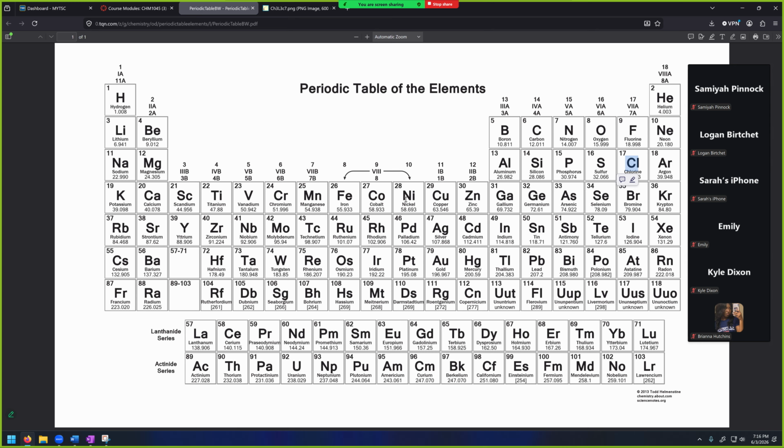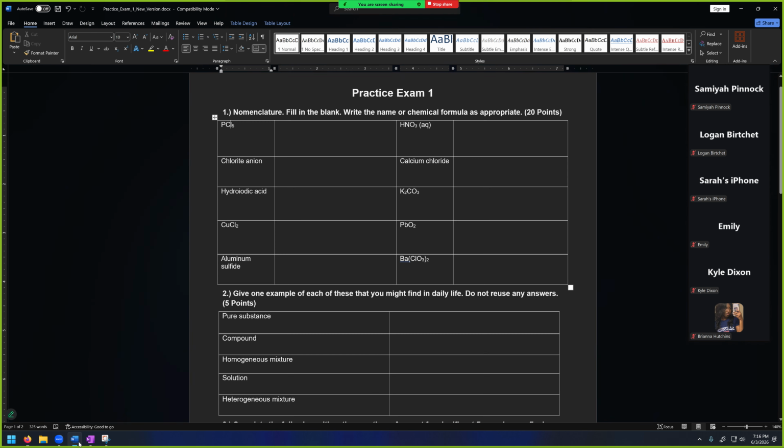Combinations of two different nonmetals will always make a covalent compound. So unless it's one of the rare exceptions that it's an acid, which will show dissolved in water with the aqueous symbol, you should always name combinations of two nonmetals as covalent. To name our covalent compounds, we want to specify how many of each there are with the Greek prefixes.